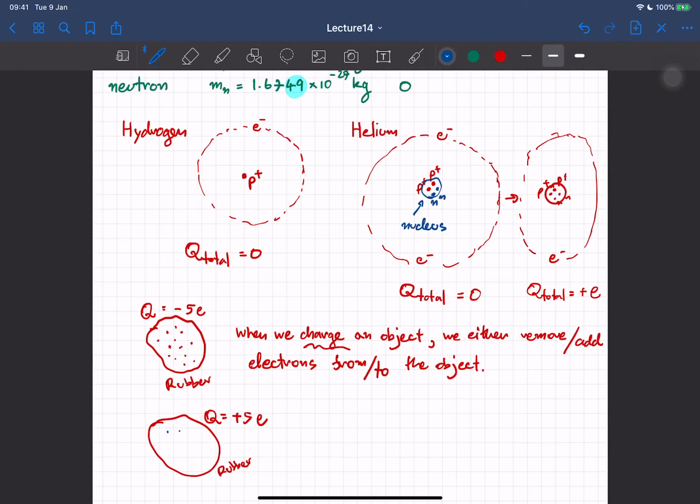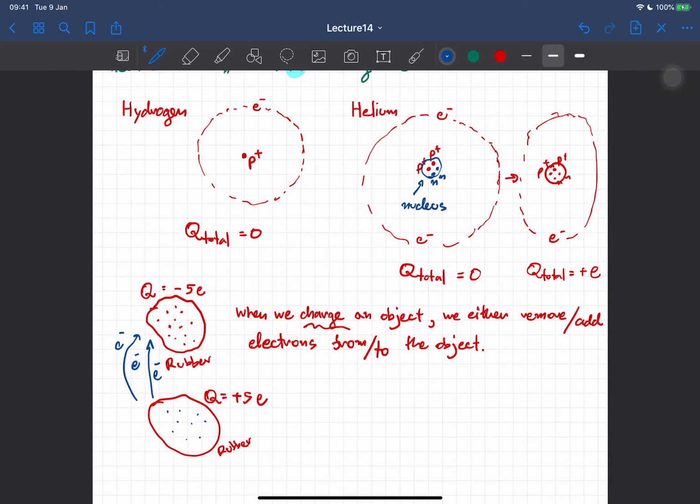So what I mean is that maybe the 5 electrons that you put in the top rubber are coming from the bottom one. So you do the charge transfer here. But since on the bottom one you remove 5 electrons, the bottom one becomes positive 5 and the top one becomes negative 5. Right? So this is usually what happens when we say we charge an object. You remove electrons from the object or you add electrons to the object, right? And that electron is coming from some other object.